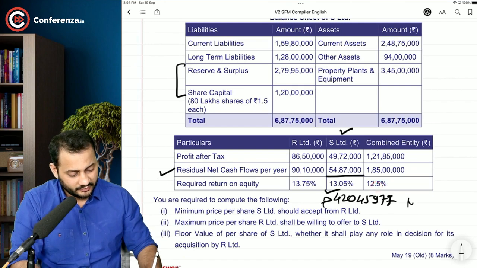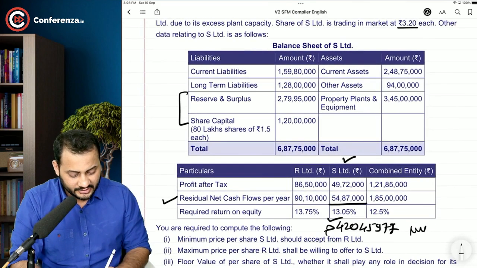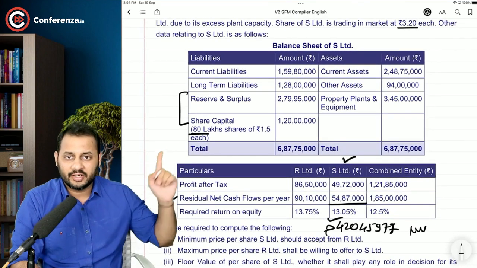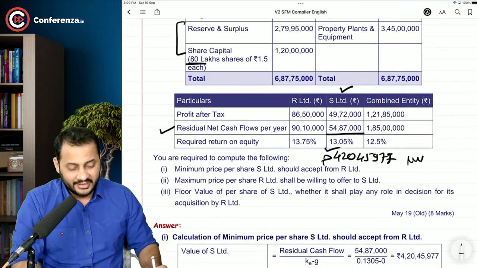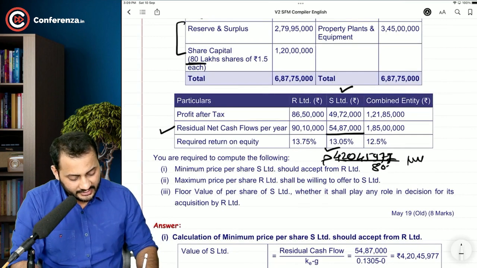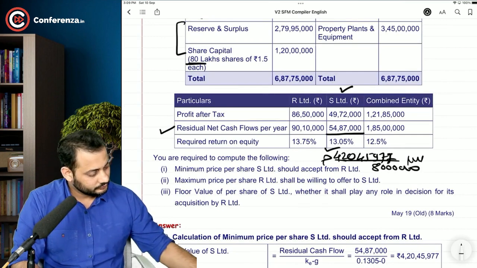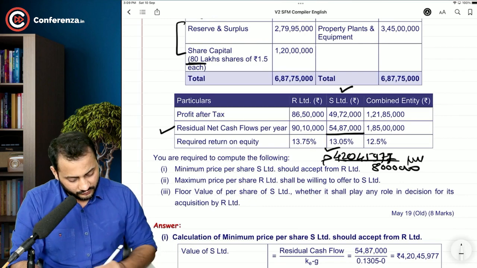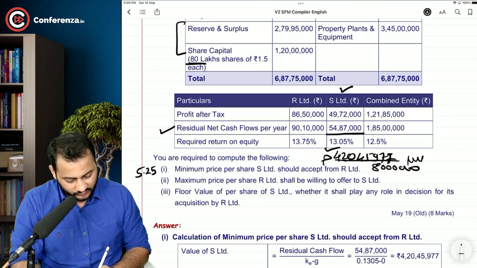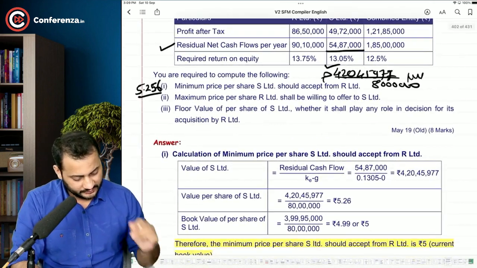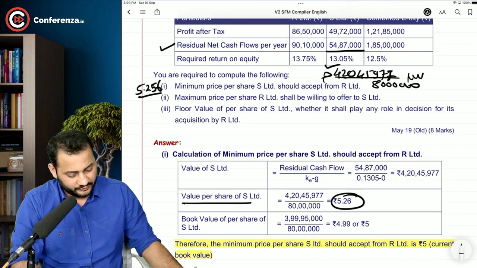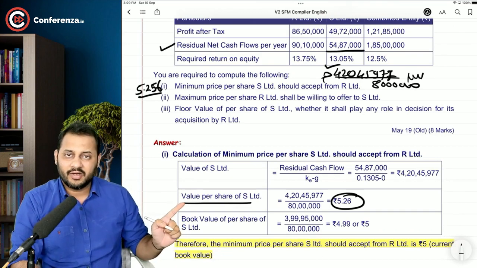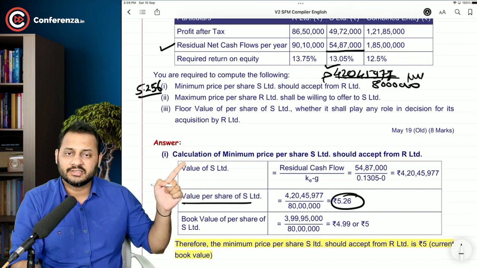This is the total market value, right? How many shares are there? 80 lakhs. S Limited has 80 lakh shares. In total, the market value is 420 lakhs divided by 80 lakhs. It gives you 5.256. Okay, let's just find out. See, the value per share is 5.256. This is the market value. Okay, this is the minimum that S Limited should accept.